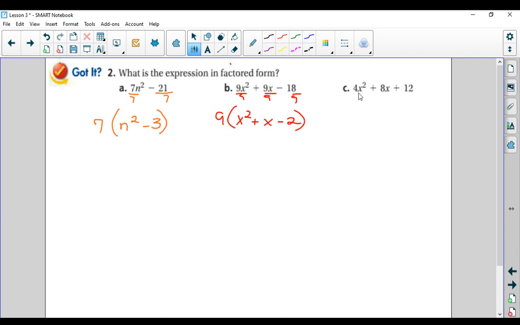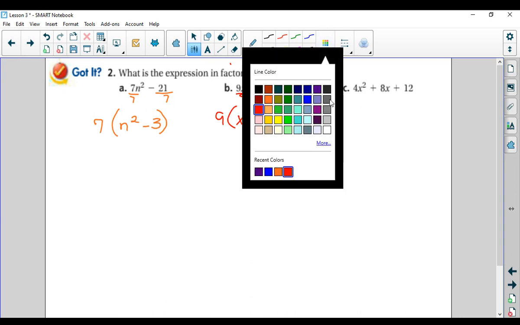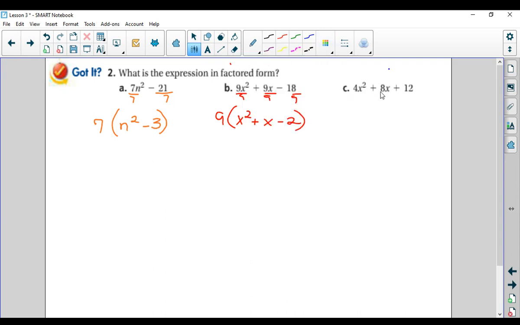All right. The biggest number that goes into 4, 8, and 12 is 4. They don't all have x's in common, so we can't pull out x's. So that leaves x squared plus 2x plus 3. And again, look at the numbers and the variables separately.